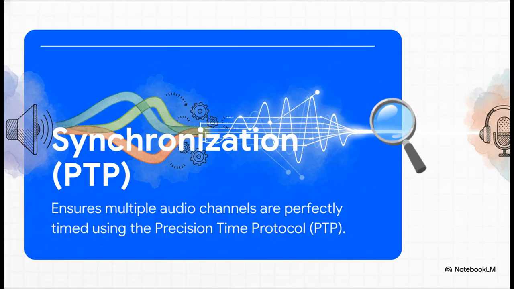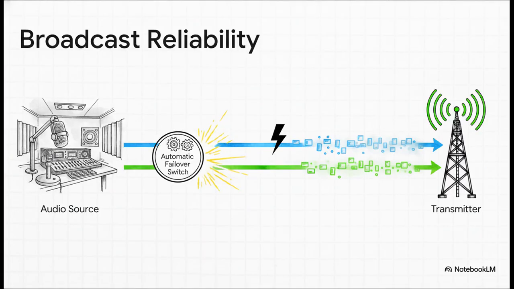Okay, next challenge, synchronization. Imagine you're sending stereo audio, a left channel and a right channel. They have to be reassembled with perfect timing, right down to the microsecond. This is all managed by a really clever network protocol called Precision Time Protocol, or PTP. You can think of it like a digital conductor for an orchestra, making sure every single instrument, every single packet is perfectly in time.